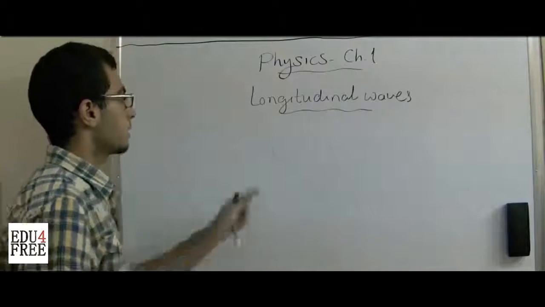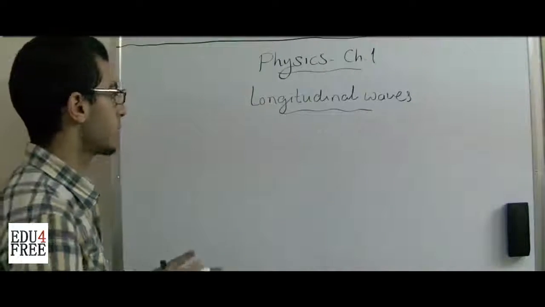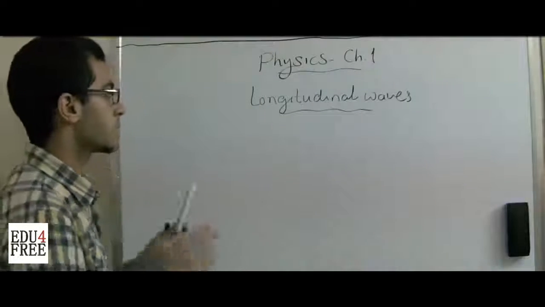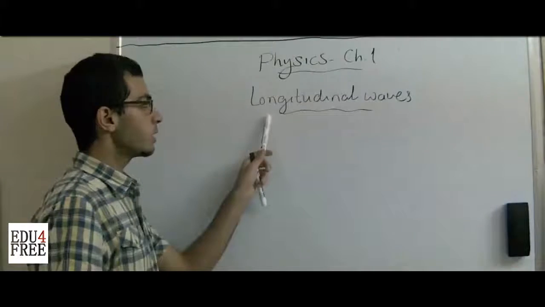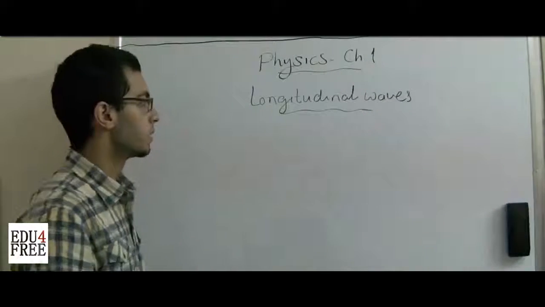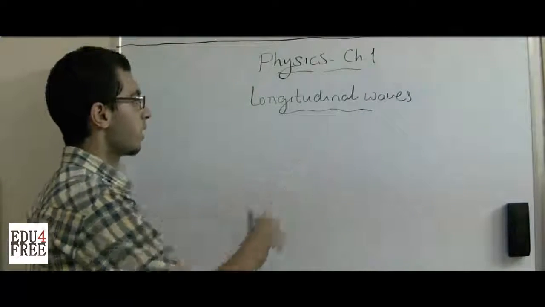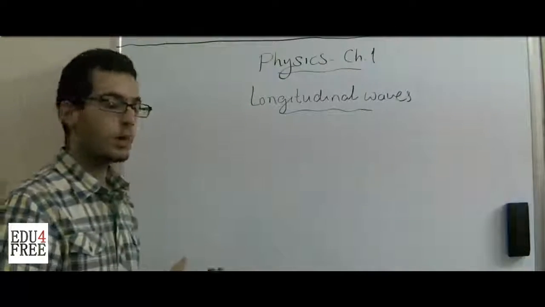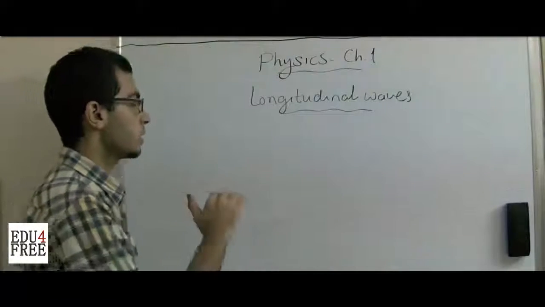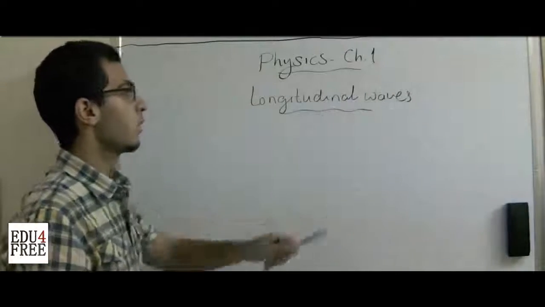Today we will talk about longitudinal waves. We knew previously that simple harmonic motion is the wave in its simplest form. Longitudinal waves are one of the simple harmonic motions. They are called so because they are simple harmonic motions in a horizontal way, in a longitudinal way. That's why they're called longitudinal waves.